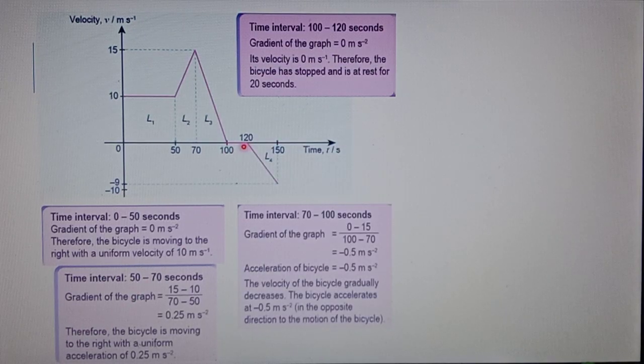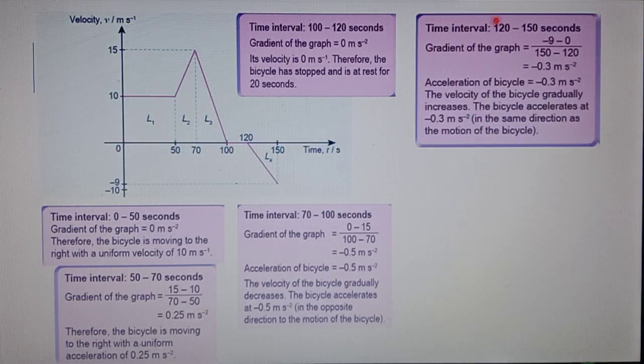From 100 to 120, the velocity is 0, meaning the bicycle stops and rests for 20 seconds. From 120 to 150, you can see the line of the graph is below here. The velocity increases but in the opposite direction. For the gradient of the graph, just draw a triangle below this line, or use this triangle also can. Okay, this triangle.